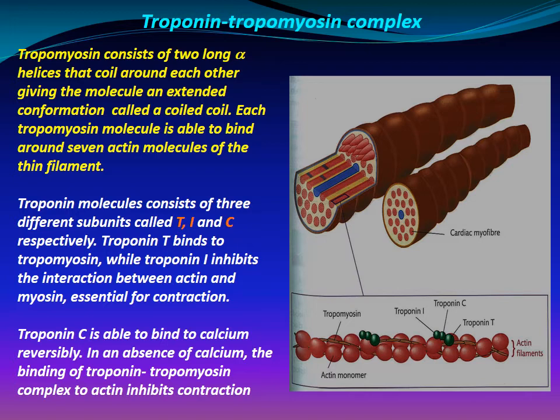Troponin molecules consist of 3 different subunits called T, I, and C respectively. Troponin T binds to tropomyosin, while troponin I inhibits the interaction between actin and myosin, essential for contraction. Troponin C is able to bind to calcium reversibly. In the absence of calcium, the binding of troponin-tropomyosin complex to actin inhibits contraction.